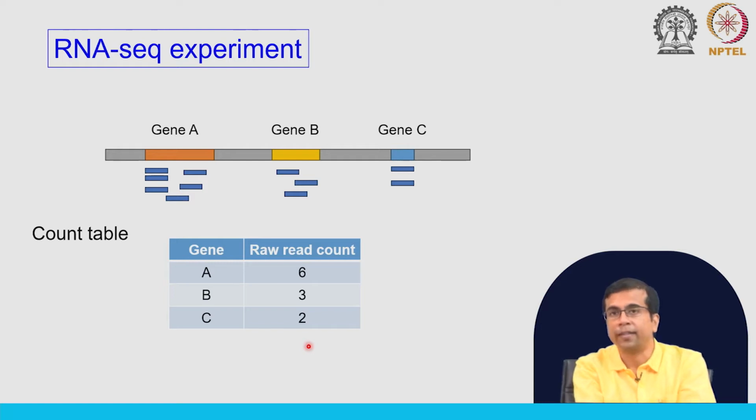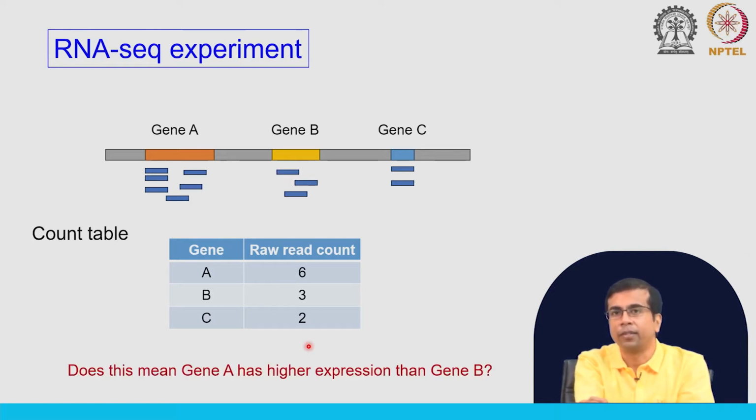Now, the goal, as I said, is to get to the expression level of genes. By looking at this table, can we just say gene A has higher expression than gene B, simply because gene A shows a higher number of reads mapping to it? This is not so simple, and we will talk about how we can actually arrive at the expression level from this raw read count data.